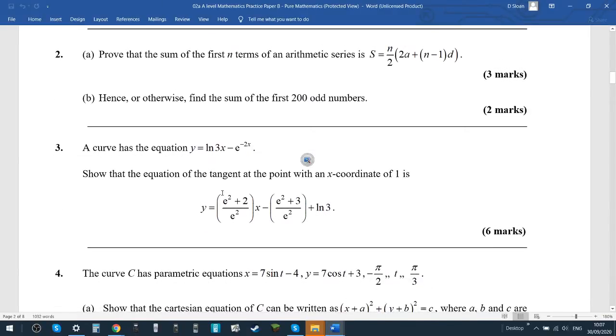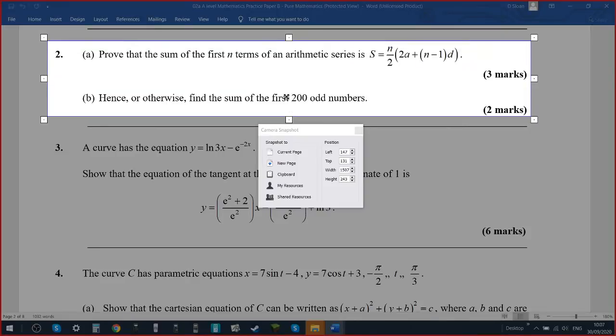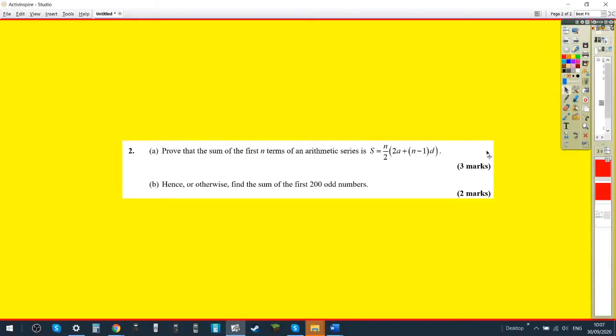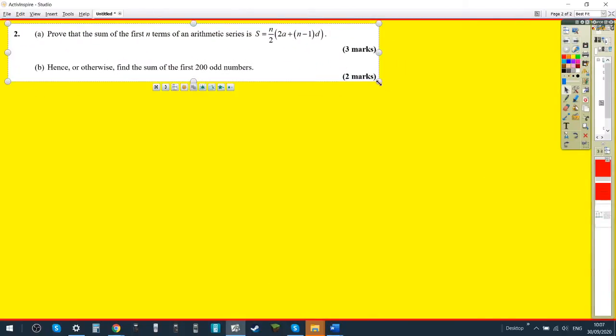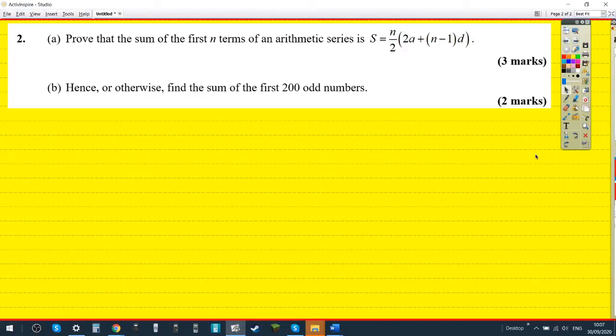Okay. The sum of the first n terms is. Do I need to start off by making up my own arithmetic sequence series and then prove it from there? No, no. Okay, I think I understand what you're saying.